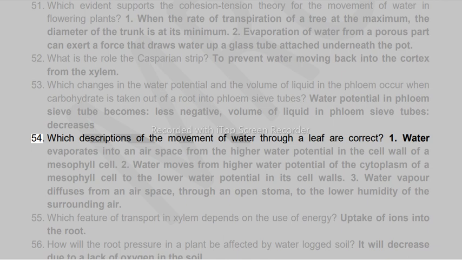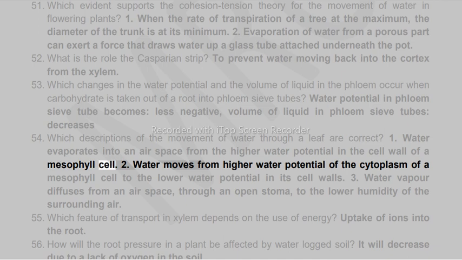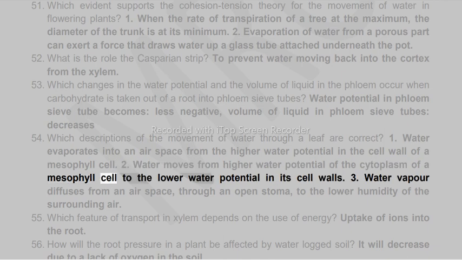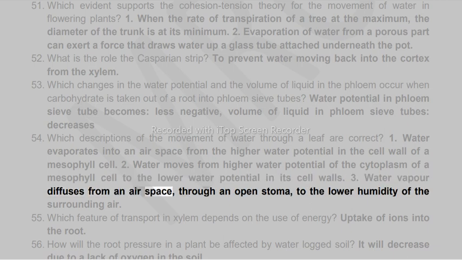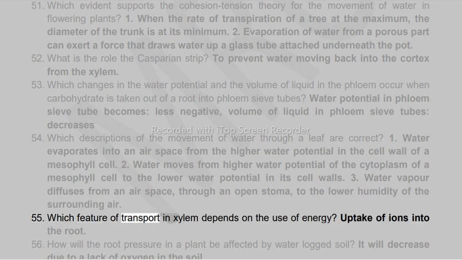54. Which descriptions of the movement of water through a leaf are correct? 1. Water evaporates into an air space from the higher water potential in the cell wall of a mesophyll cell. 2. Water moves from higher water potential of the cytoplasm of a mesophyll cell to the lower water potential in its cell walls. 3. Water vapor diffuses from an air space, through an open stoma, to the lower humidity of the surrounding air.